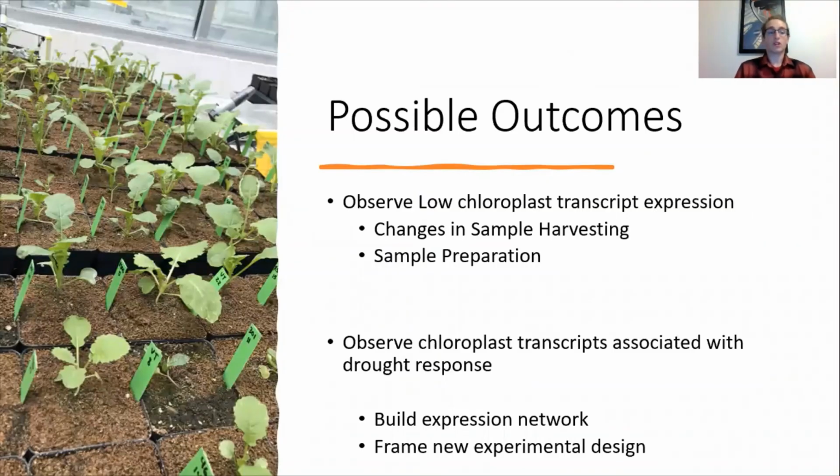Possible outcomes include low chloroplast transcript levels, possibly due to improper harvesting or sample prep. Otherwise, a sufficient number of transcripts will be identified and built into an expression network. Knowledge gained from either result will help inform upcoming experiments.